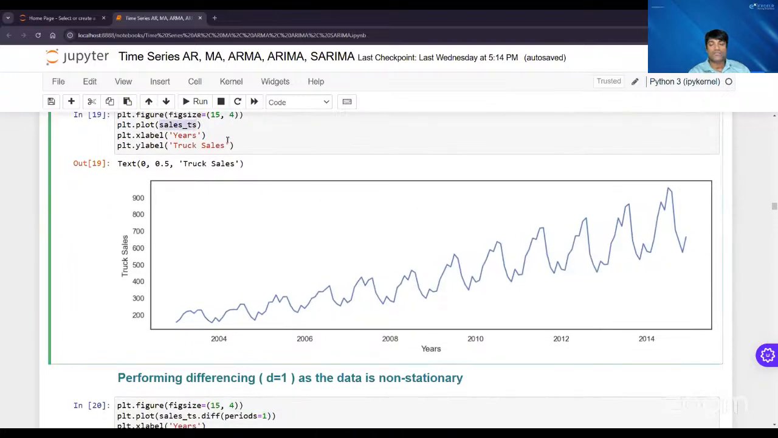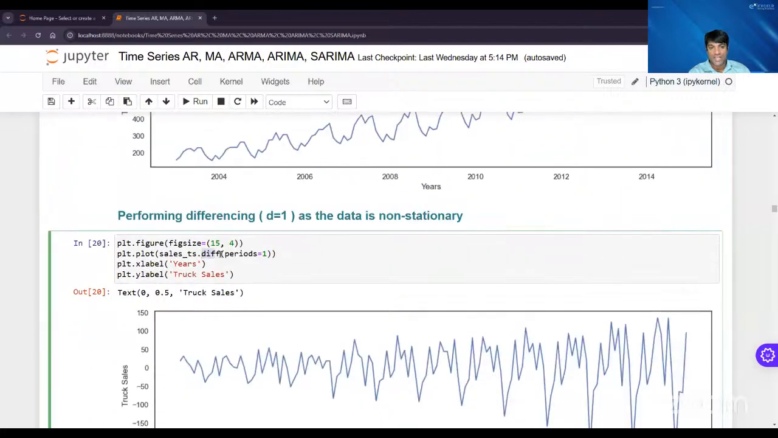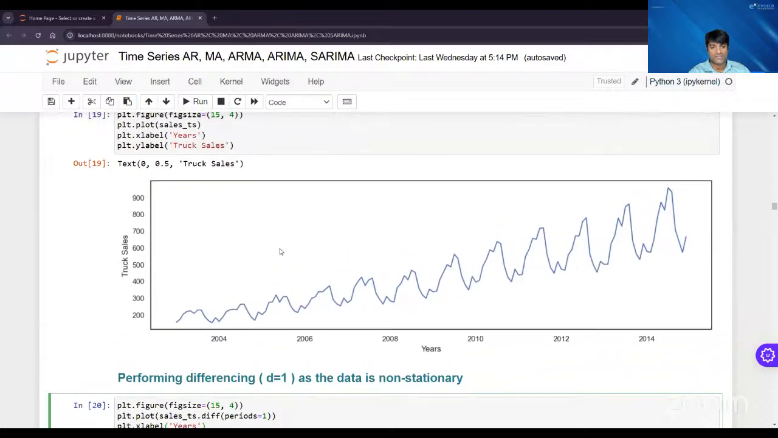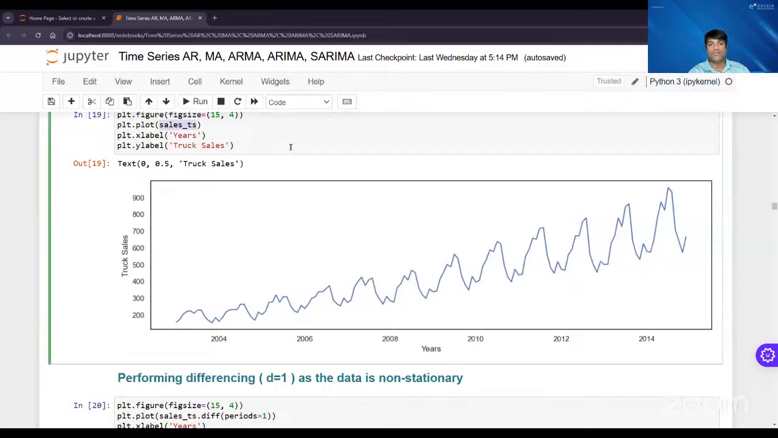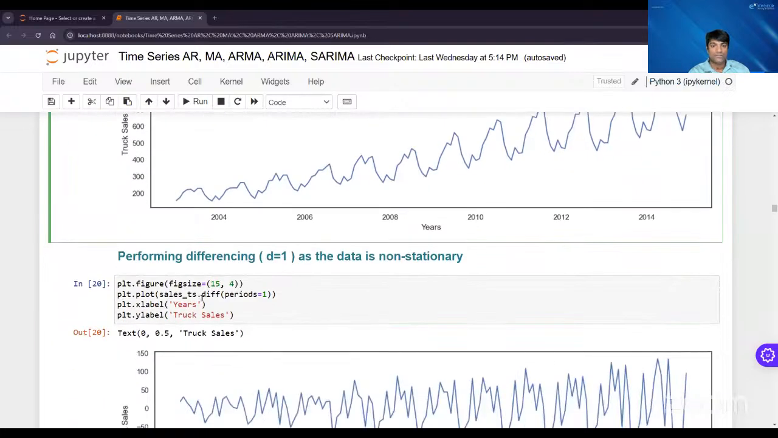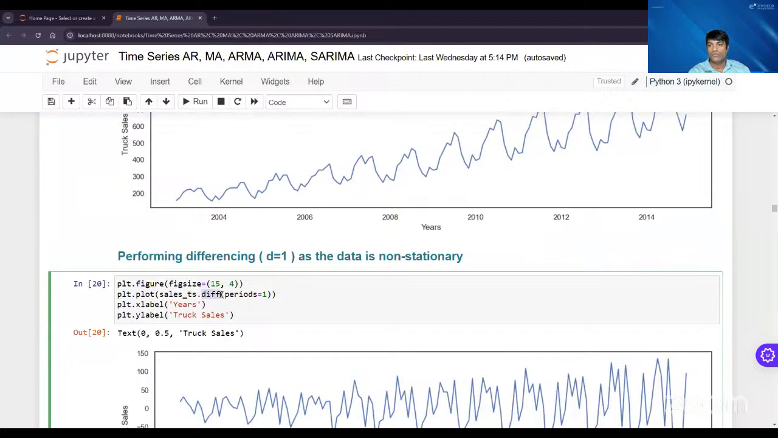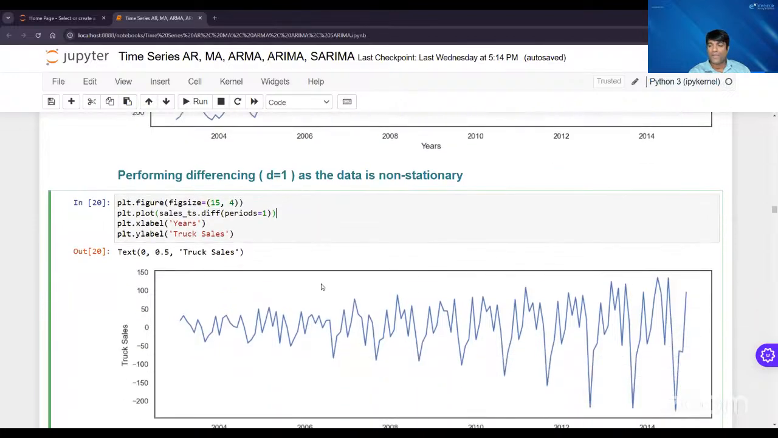Sales underscore TS is the variable name, and to it I am applying the diff function. See the syntax difference. Everything is the same as before; earlier I plotted only the variable, but here I am applying the differencing function. It is very easy to implement. We are applying the period, which is 1, which means we are applying 1 lag to the data set.